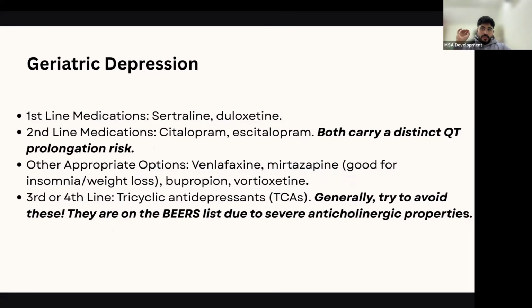All right. Now, the third or fourth line, if everything happens to fail, you go for tricyclic antidepressants. However, we always avoid these. We even avoid them in adults. Why? Because these have severe anticholinergic properties, and you do not want that for your patient, especially because geriatric patients are going to come to you with a lot of comorbidities, and they can cross-match, and you don't want that. Tamam? So you keep that in mind.